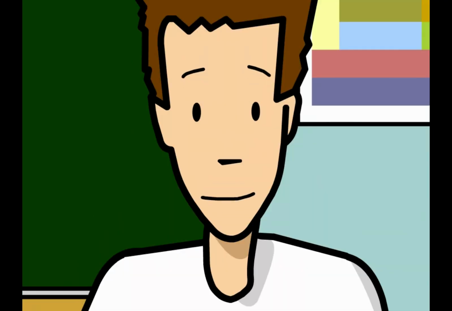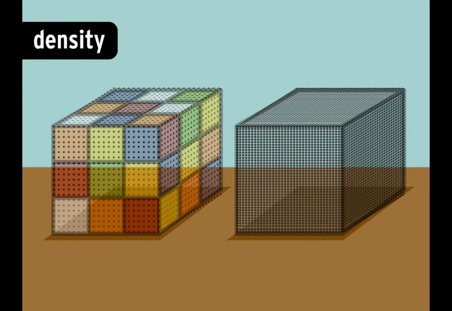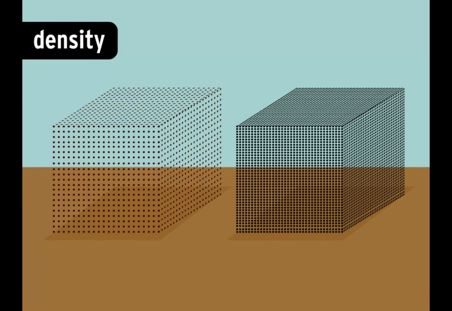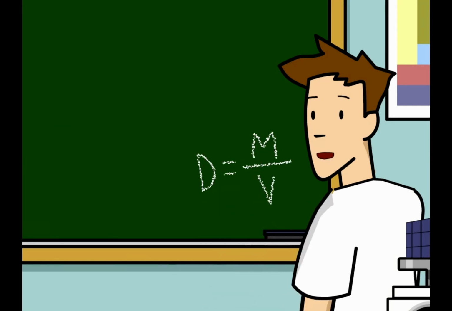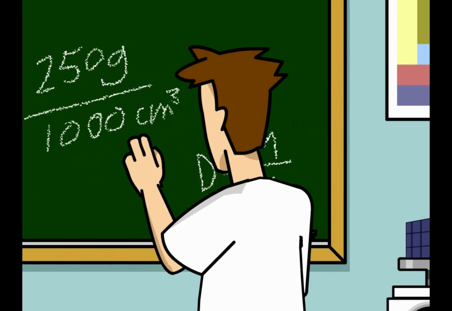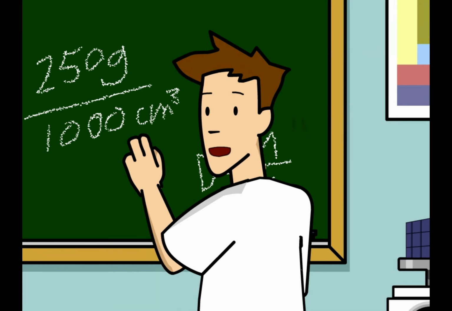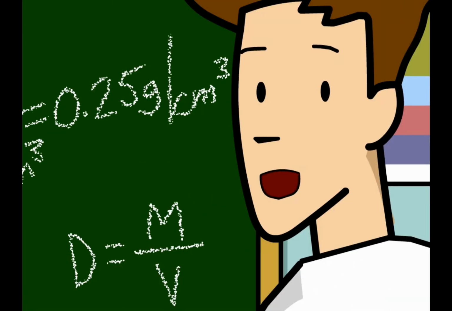Density. Density measures how heavy something is for its size. Are its atoms packed close together or far apart? We can calculate density by dividing an object's mass by its volume. Let's see, the mass was 250 grams, and the volume was 1,000 cubic centimeters. 250 over 1,000 is 0.25. So the density of this cube is 0.25 grams per cubic centimeter. Pretty impressive, huh?